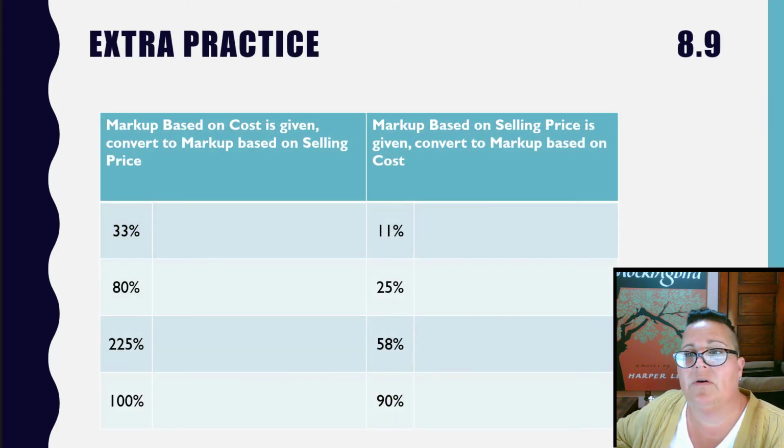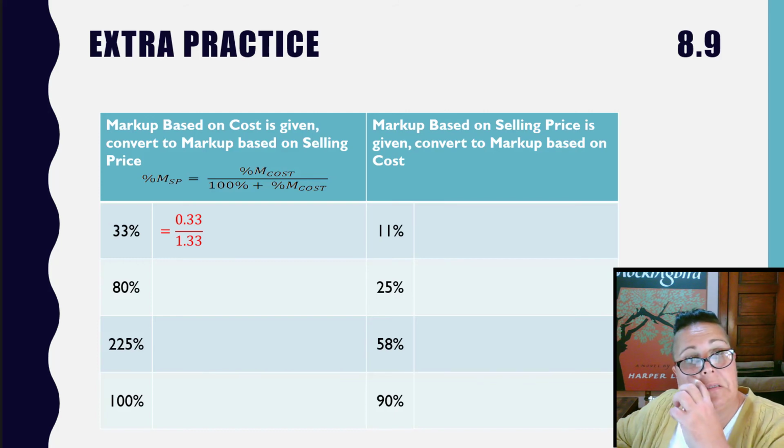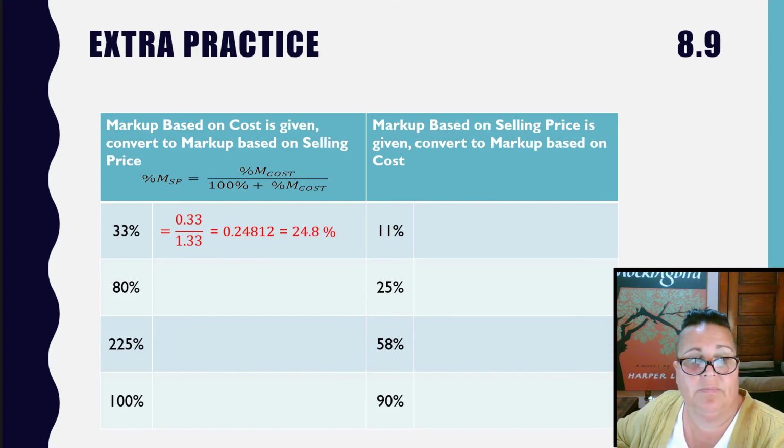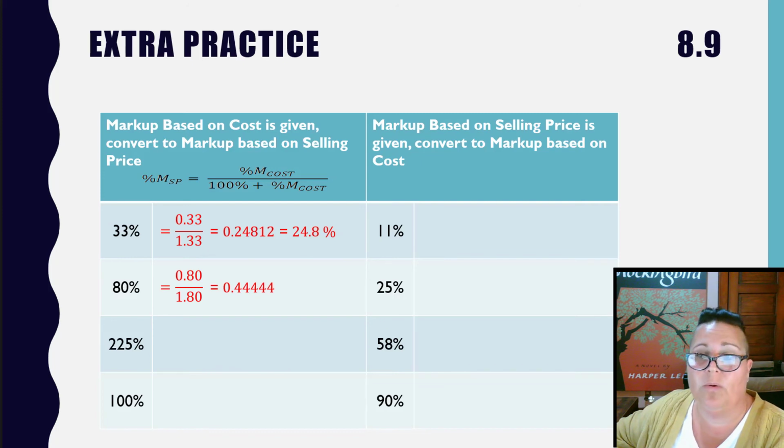All right, so here we have some practice. I'm just going to take a minute and click through these. The markup based on cost is given. The conversion is to markup based on selling price. So this would be the cost percent divided by 100 plus, or 0.33 divided by 1.33, which is 0.24812, or 24.8%.